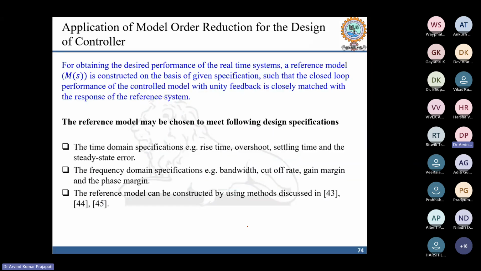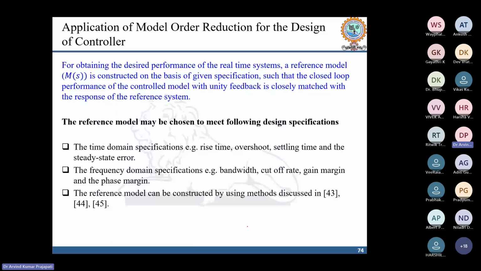For designing the controller, first we need some desired data. If a system is given, then for that system we have to get this data. With the help of that data, we will construct the reference model, or the reference system. And then our closed loop system must give the same response as the reference model. And how have we calculated the reference model? We have calculated it on the basis of the data of your requirement.